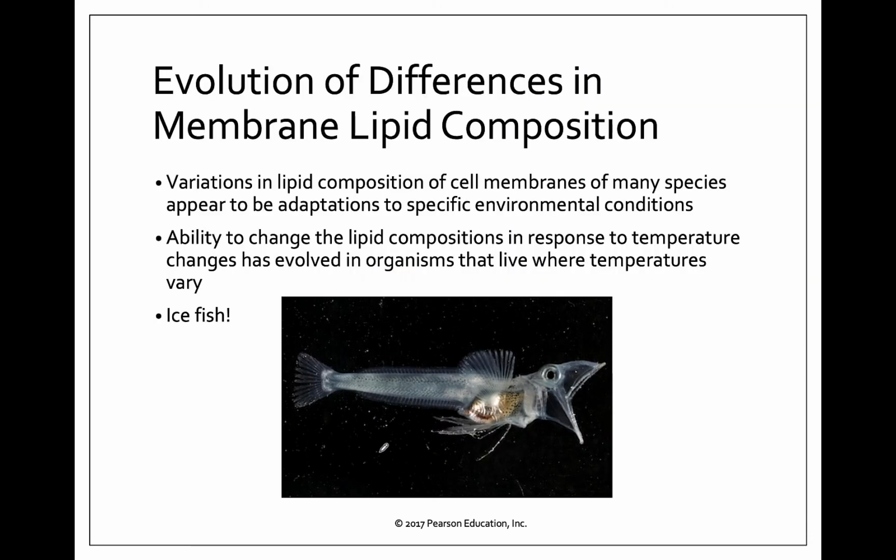Different animals have different lipid composition of cell membranes, and those different compositions can be adaptations to environmental conditions. In this picture, you can see an ice fish, and they have different lipids than you and I would have because they live at an extremely different temperature. So natural selection has worked on their cells to select for different compositions of lipids to allow them to maintain the fluidity in their cell membranes at very, very cold temperatures.